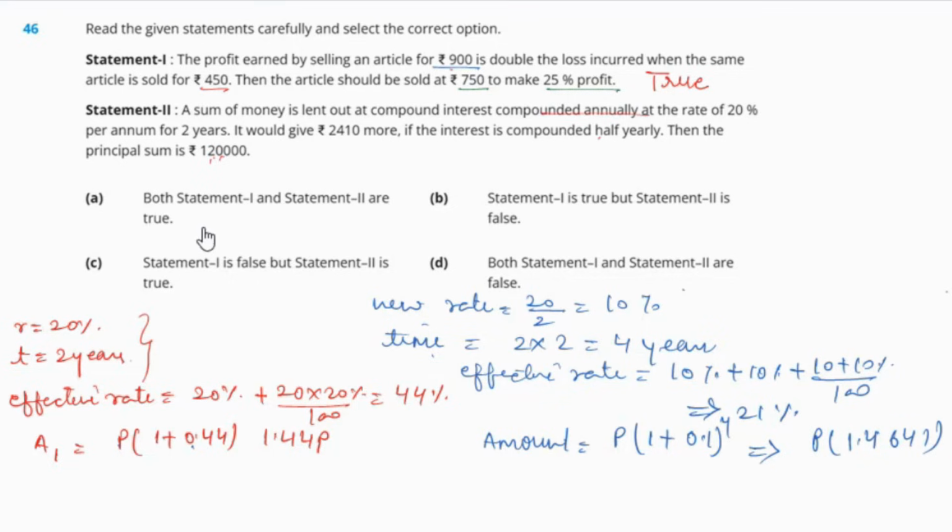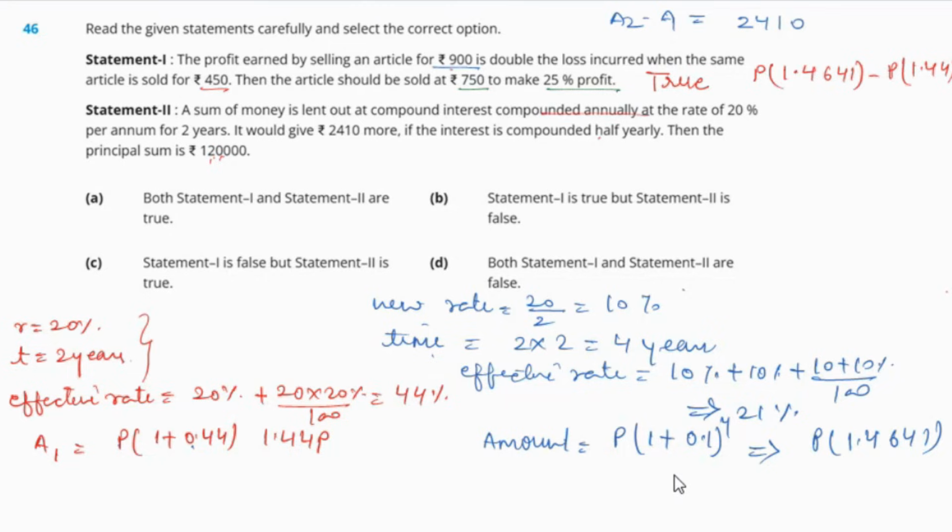Correct. So that is the amount in both the cases. According to the question, the difference between the amounts should be 2,410. So A2 minus A1 should equal 2,410. If we put the values of A2 minus A1 into the equation, this is P times 1.4641 minus P times 1.44.